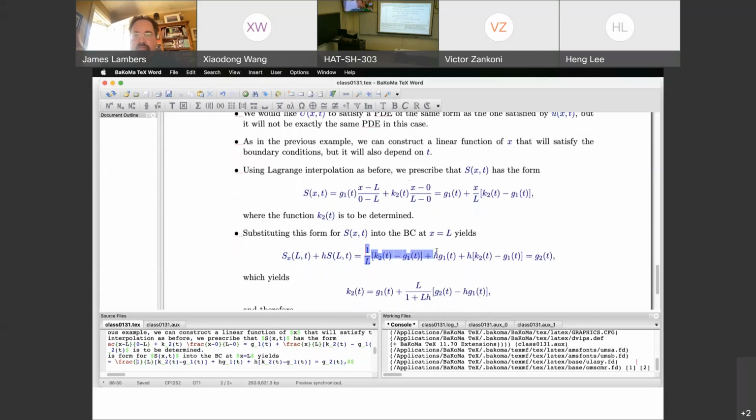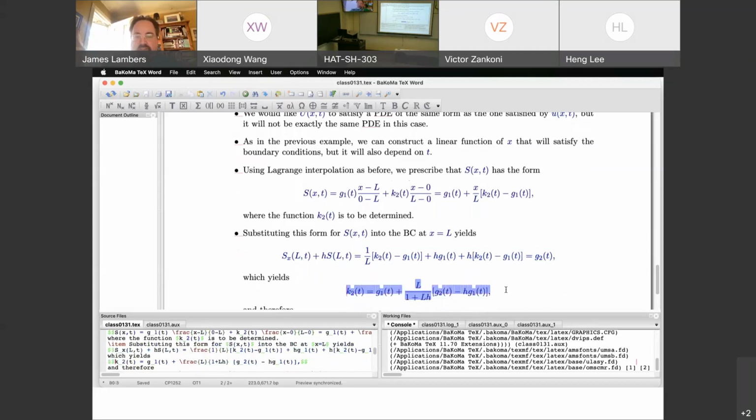So now I have this equation where everything in here is known except for k2, because g1 and g2 are both given. So now I can solve this equation for k2. It takes a bit of algebra, and this is what I get.